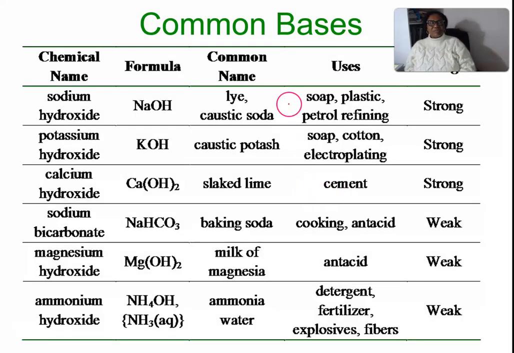Strong bases, most of the time group 1 and group 2 hydroxide solutions are strong bases. So you see, sodium hydroxide is a strong base, potassium hydroxide is a strong base, calcium hydroxide is a strong base, sodium hydrogen carbonate is a weak base, magnesium hydroxide is a weak base, ammonium hydroxide is a weak base.